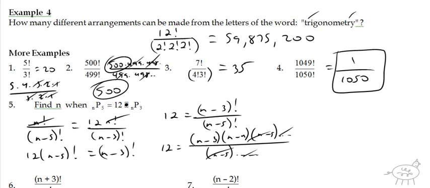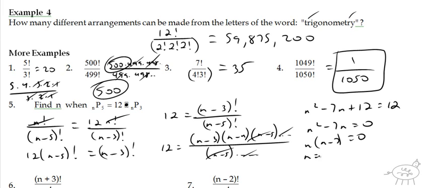So really what you have is, I still need to solve for n. You can't set each factor equal to 12. If it were equal to 0, you could do that. So what you're going to do is n squared minus 7n plus 12 equals 12. So you get n squared minus 7n equals 0. So n times n minus 7 equals 0. So n equals 0 or n equals 7. So you got two answers.